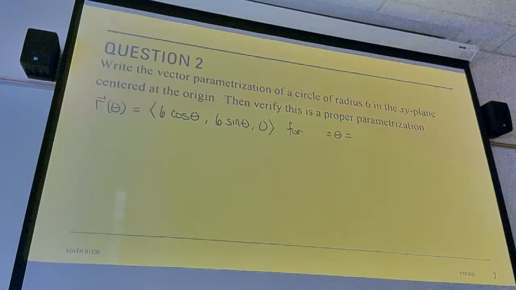Theta goes from 0 to 2 pi, or 2 pi to 4 pi, right? Or 4 pi to 6 pi, or minus pi to pi, or pi to 3 pi. Some interval of length 2 pi. There's our parameterization of the circle.